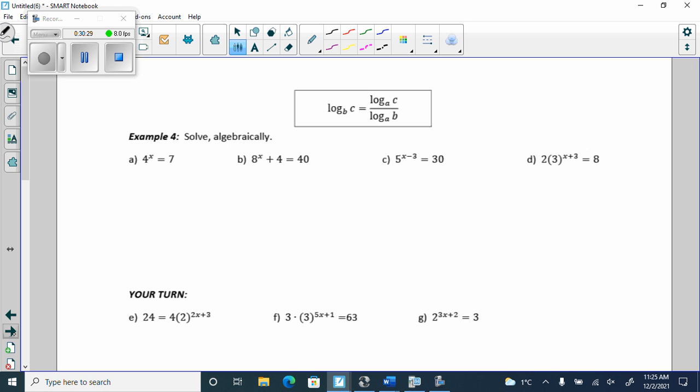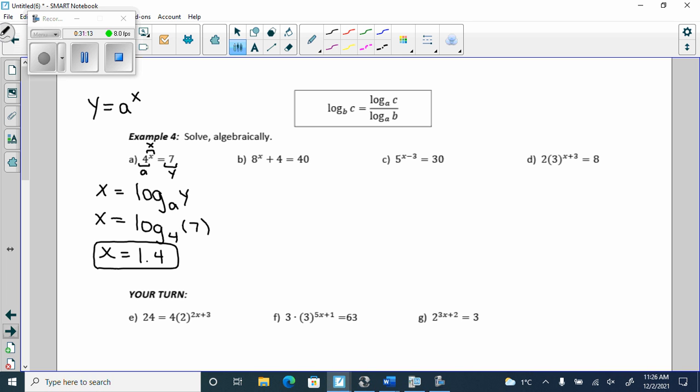So, can I make 4 and 7 a common base? No. So if I can't make them a common base and I have one exponent, I must convert it to a log. Y equals a to the x is the exponential one. So this is my y, this is my a, this is my x. And it's going to be x equals log base a of y. So now I'm going to get x equals log base 4 of 7. I type that in. X equals 1.4.